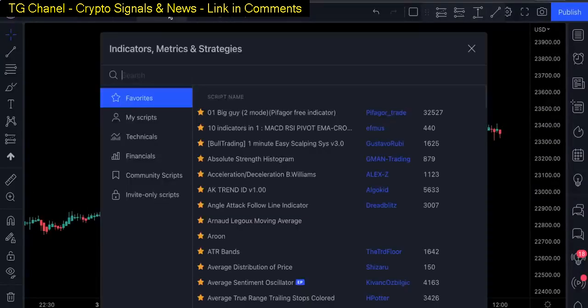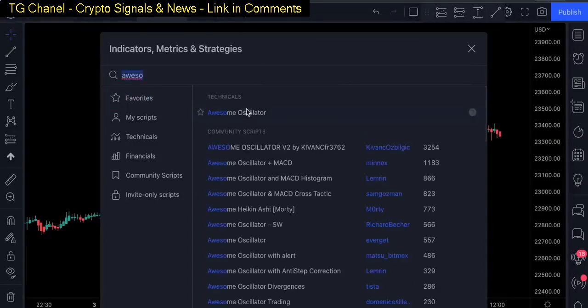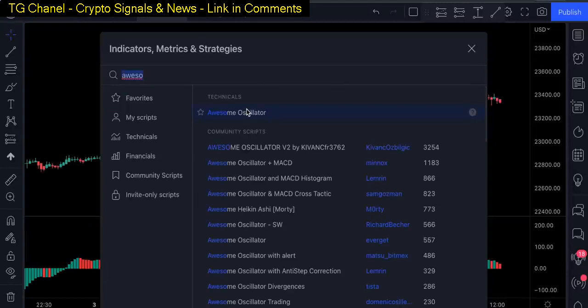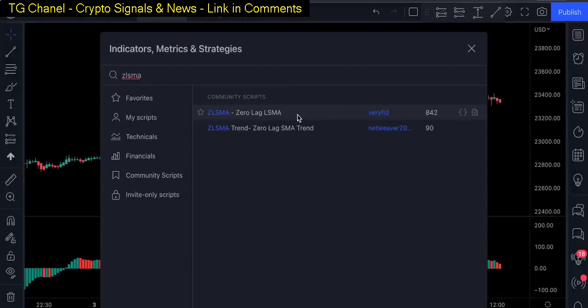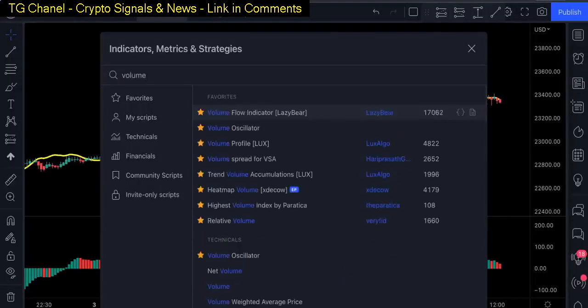Okay, for our strategy, we're going to use 3 indicators. For the first indicator, let's add Awesome Oscillator. For the second indicator, we will search for Zero Lag SMA. This indicator by Verifid. And for the third indicator, we will add a secret volume tool no one knows about. This indicator is called Highest Volume Index by Puratica.